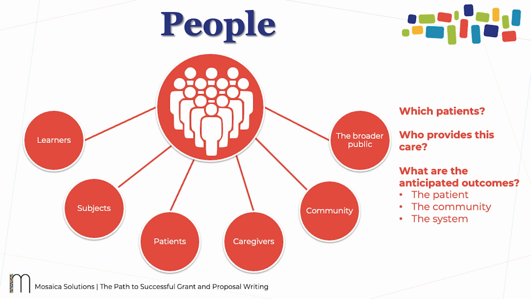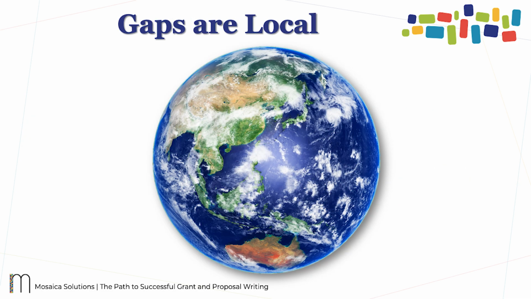We identify the needs of specific people: learners, subjects, patients, caregivers, the community, the broader public. Which patient will benefit? Who are the target learners? Keep in mind that needs are local to your learners. A clinician in a coastal, well-populated area may have very different needs than someone in a remote, mountainous area. A staff physician from a large academic health system may have very different needs than a physician working within a rural clinic. Be sure you understand the gaps locally to your learners as well as your patients.